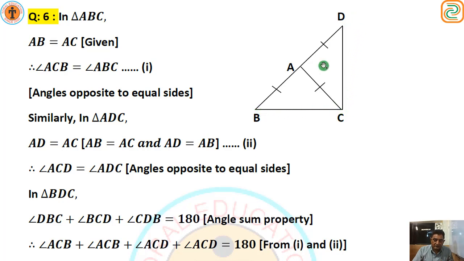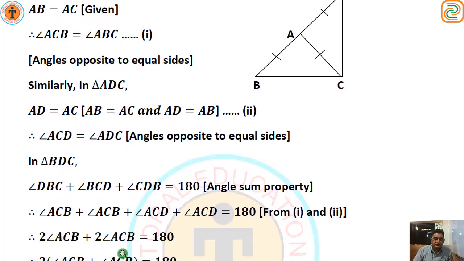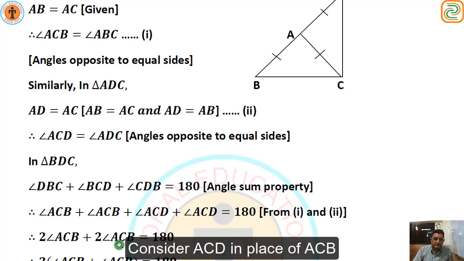BCD is the sum of ACB and ACD, right? So ACB, again, this angle equals this angle equals this angle, right? So we can write ACB plus ACB plus ACD plus ACD. So 2ACB plus 2ACD, here should be ACD, not ACB, ACD.